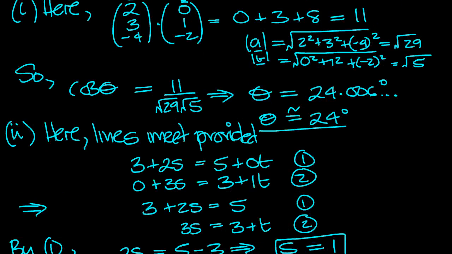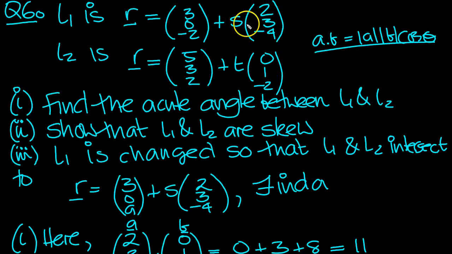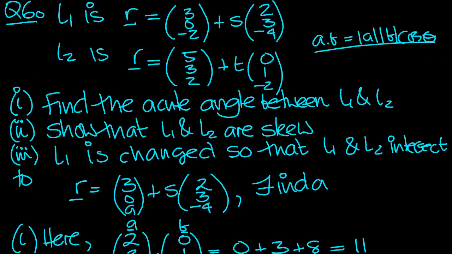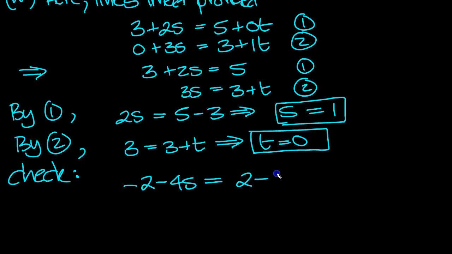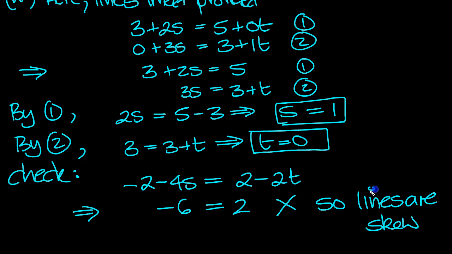Now the z component. So check the z component now. It will be minus 2 minus 4s is that one. Minus 2 minus 4s needs to equal, for the lines to intersect, 2 minus 2t, isn't it? So what do we get then? s is 1, so minus 6 is equal to 2 minus 2t, and t is 0, so that's 2. So not true. So the lines are skew. There we go. So that's that part done.